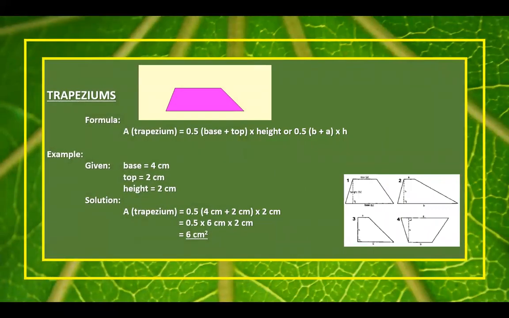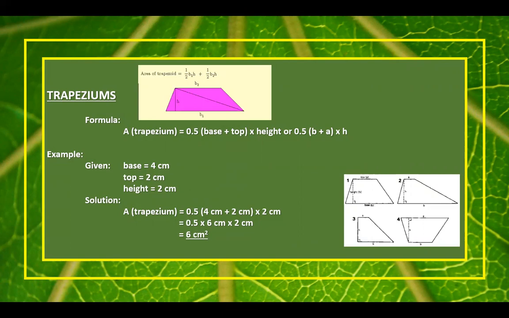Next, for the surface area of a trapezoid, the formula that we follow is area of trapezoid is equal to 0.5, which is constant, times base plus top times height, or 0.5 times (base plus A) times H. Okay, so take note that the given is base is equal to 4 centimeters, our top is 2 centimeters, and the height is 2 centimeters. So we need to substitute for the solution.